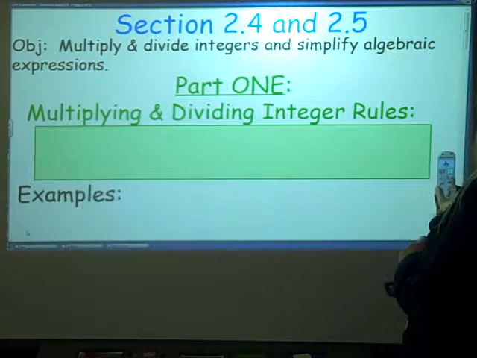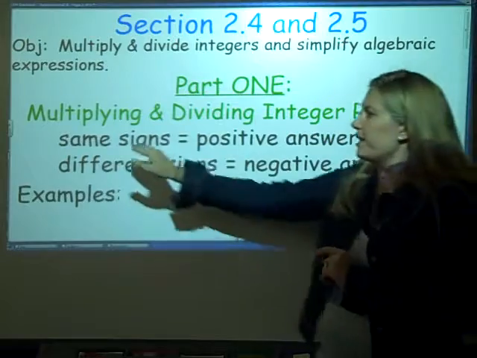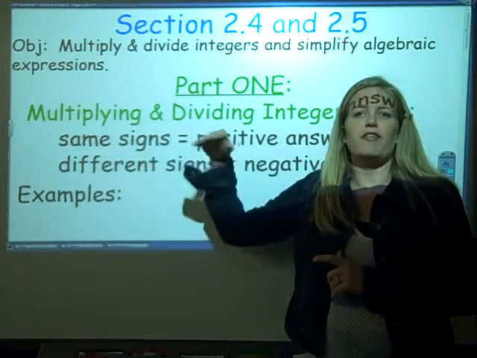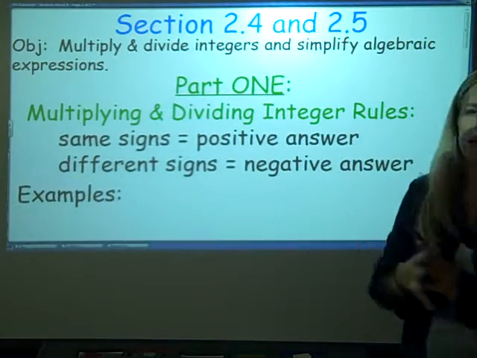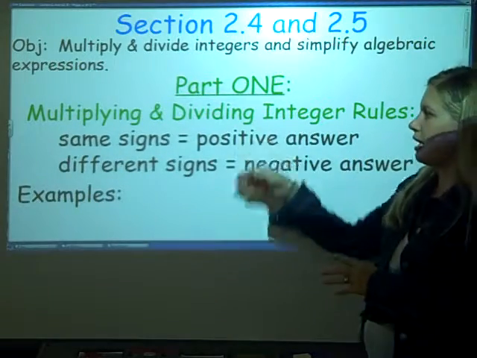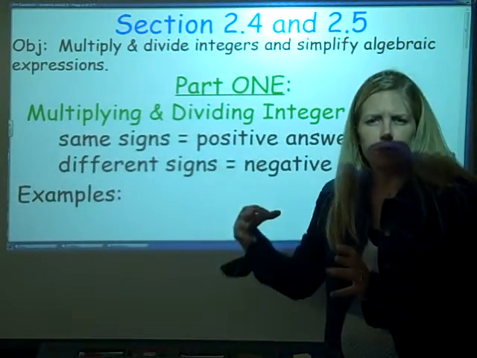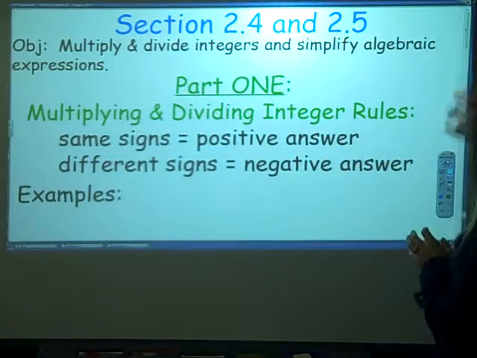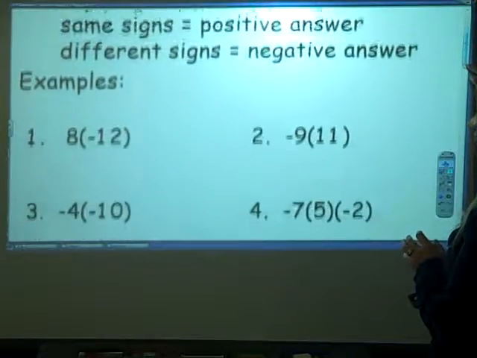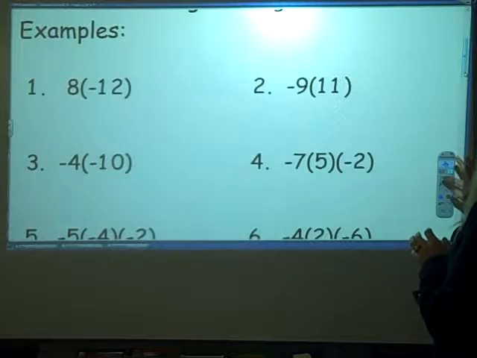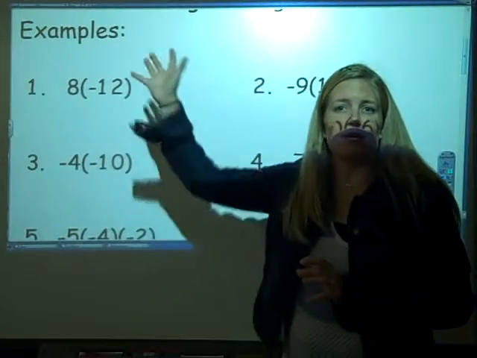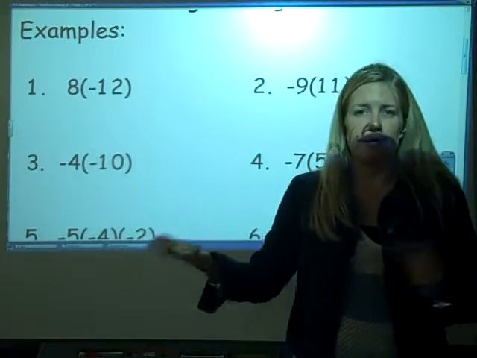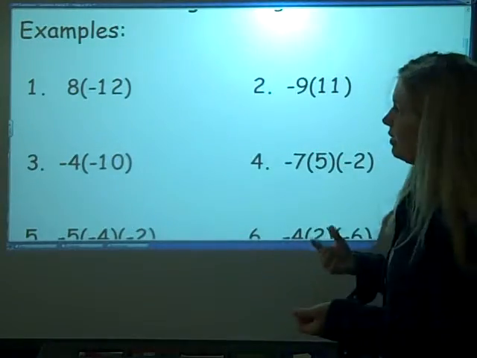The rules are that if they have the same signs, you'll have a positive answer. And if they have different signs, you're going to have a negative answer. Okay, so it's the same for multiplying and dividing, that's why we kind of put them together. And we're going to do some examples. If you want to pause me and write all these down and then do them and then see if you get them right, that's a good idea as well.